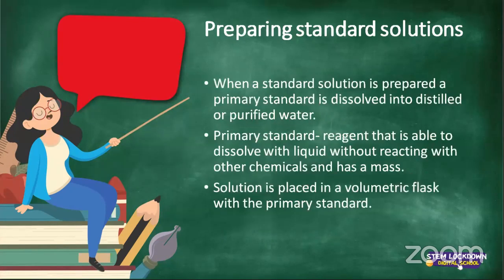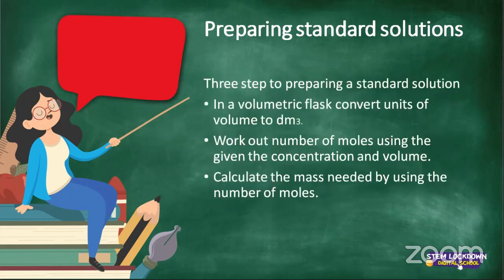So a primary standard is a reagent that is able to dissolve in liquid without reacting with other chemicals and has a mass, something that you can measure. Okay, the solution is placed in a volumetric flask with the primary standard. So, in preparing a standard solution, we use 3 steps.